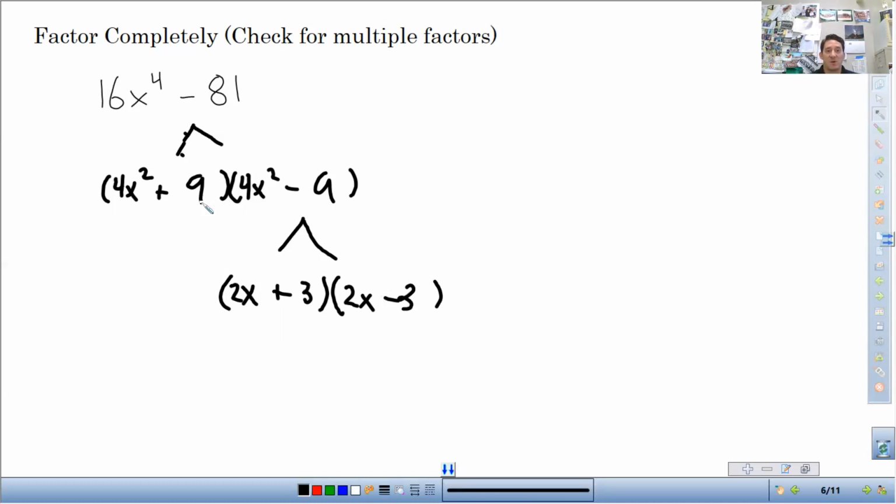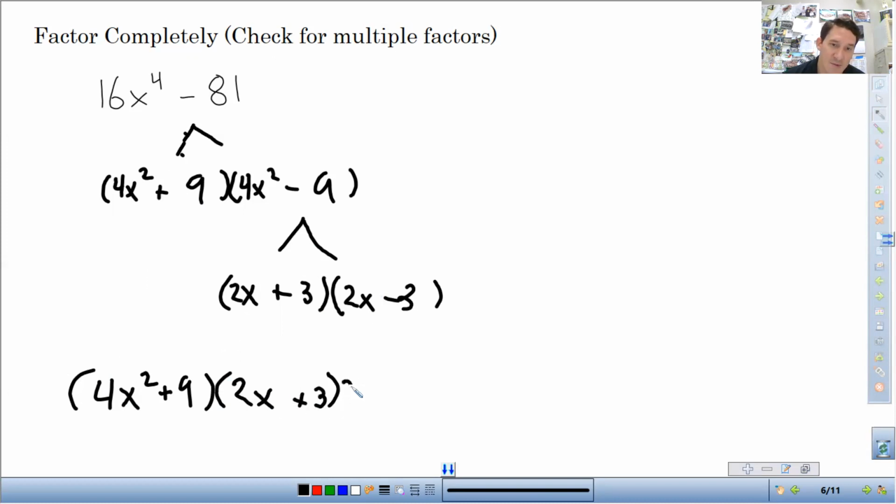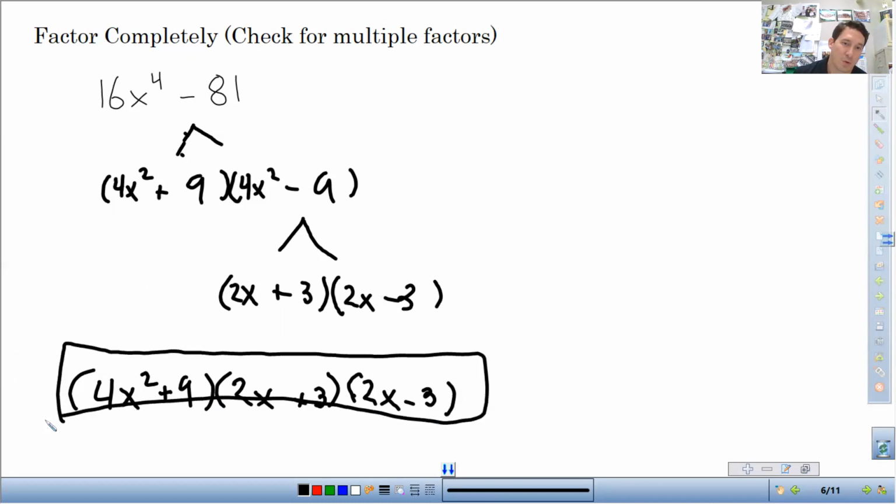So we have 2 layers of factoring. The total factors are going to be 4x squared plus 9, and then 2x plus 3 times 2x minus 3. Those are all the factors. But let's look at another example.